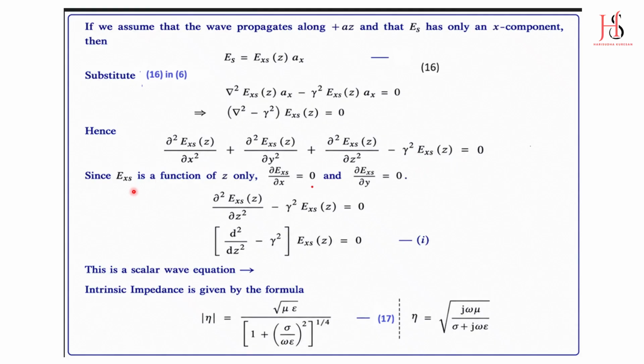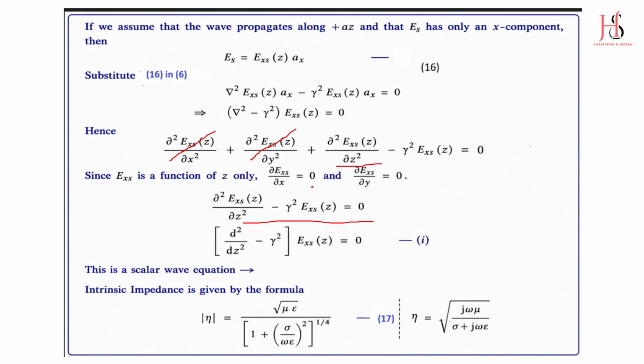Now since Ex is a function of z only, ∂²Ex/∂x² and ∂²Ex/∂y² will be equal to 0. Therefore, the first two terms will get cancelled, and we will get a term only with respect to ∂z². So we will be getting ∂²Ex(z)/∂z² minus gamma square Ex(z) equal to 0.